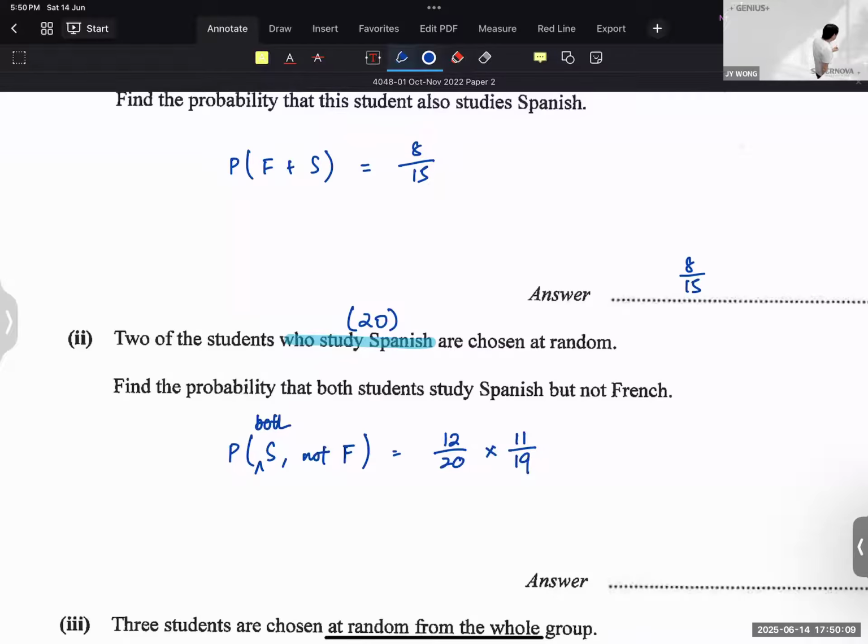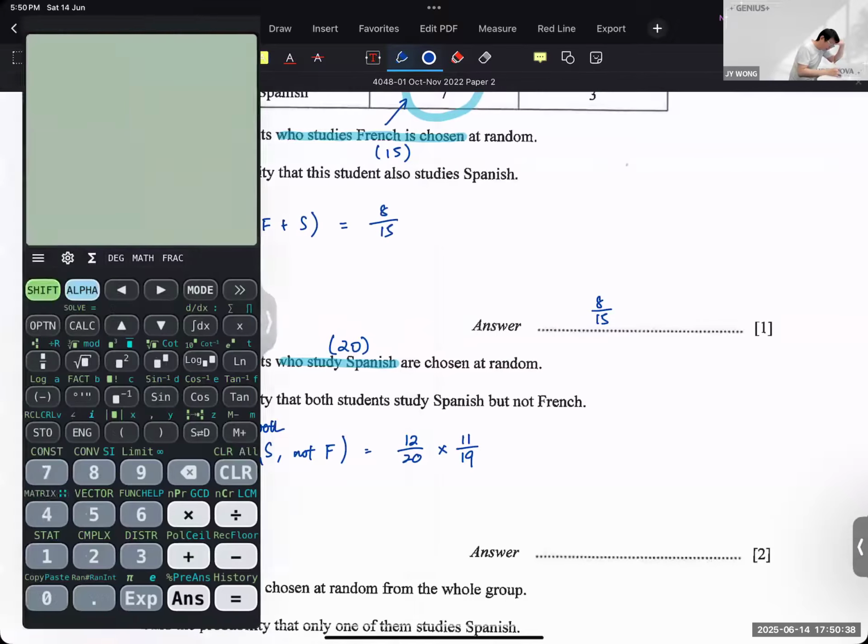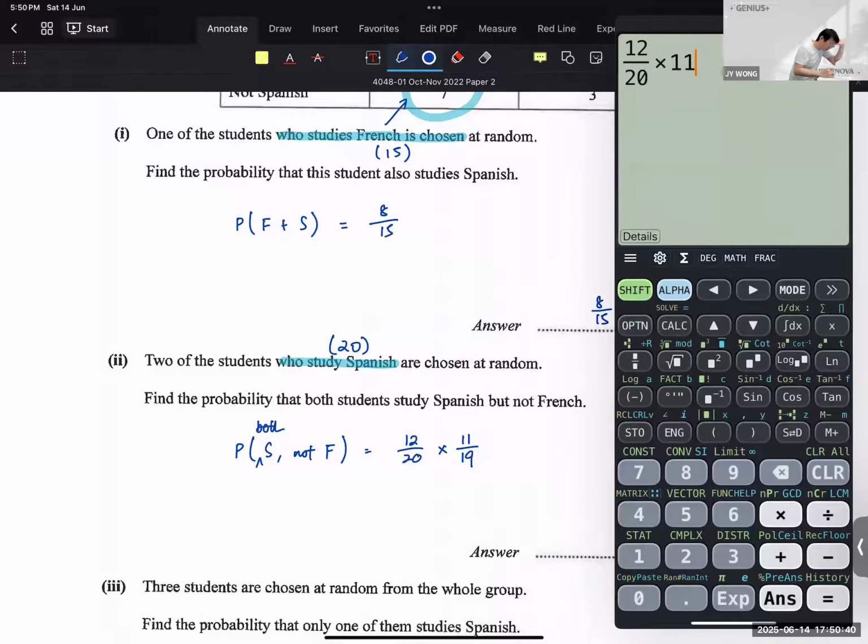Then my question here is, do I need to times 2 or not? Are there two possible cases? Yes or no? Do I need to times 2? So this is the part that students also get confused by. If you are not sure, you think about it this way.